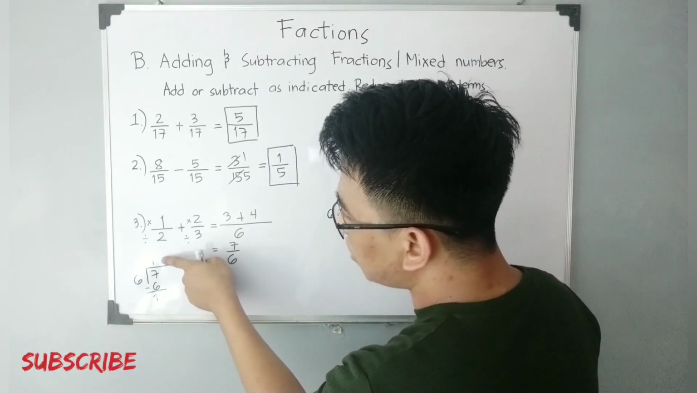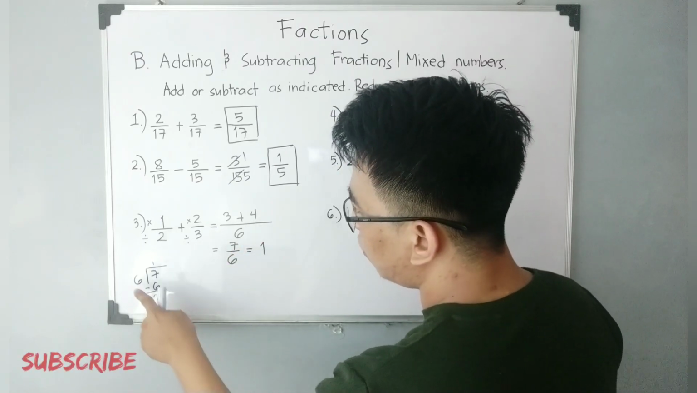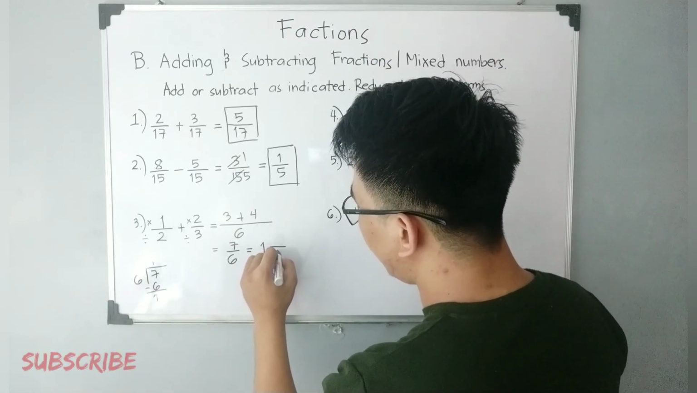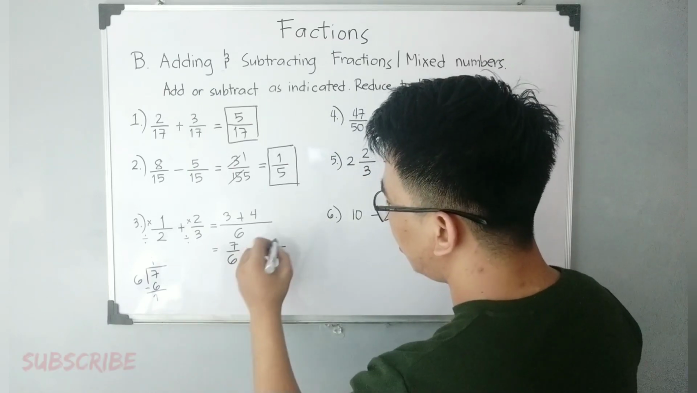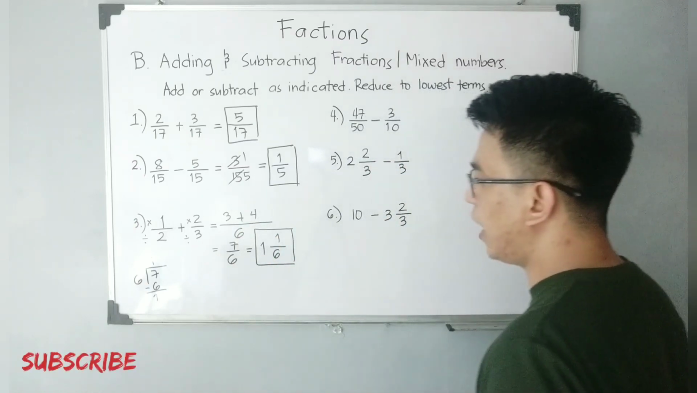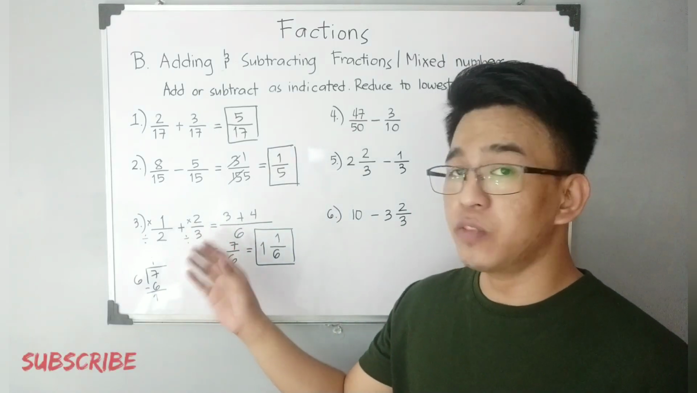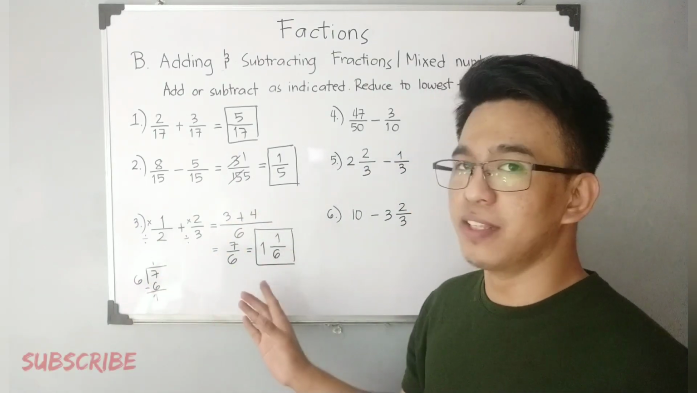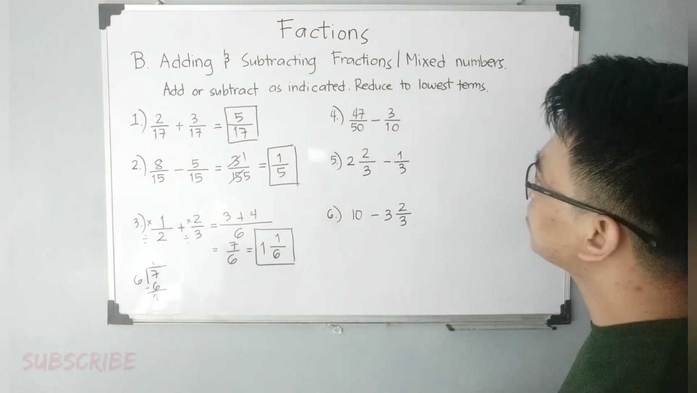Etong quotient natin na 1, that will become your whole number. Yung iyong divisor na 6, yan ngayon yung magiging denominator ng mixed number mo. At yung iyong remainder na 1 dito, it will become the numerator. So the correct answer is 1 and 1 over 6. So nagawa natin, nag-add tayo ng fractions with dissimilar denominators at natutunan nyo na rin kung paano mag-convert ng fraction to mixed number. So let's move on with item number 5.